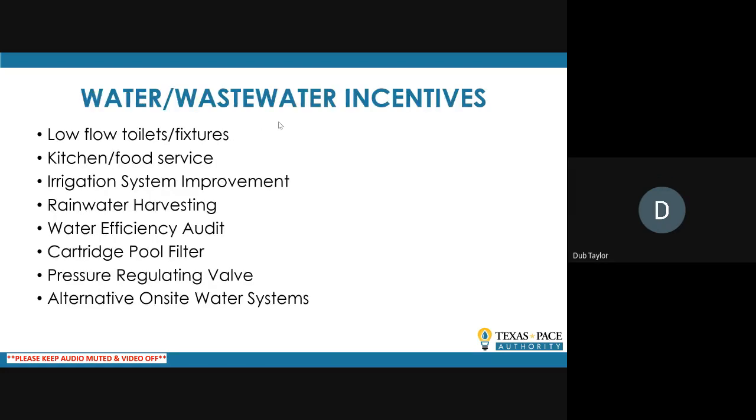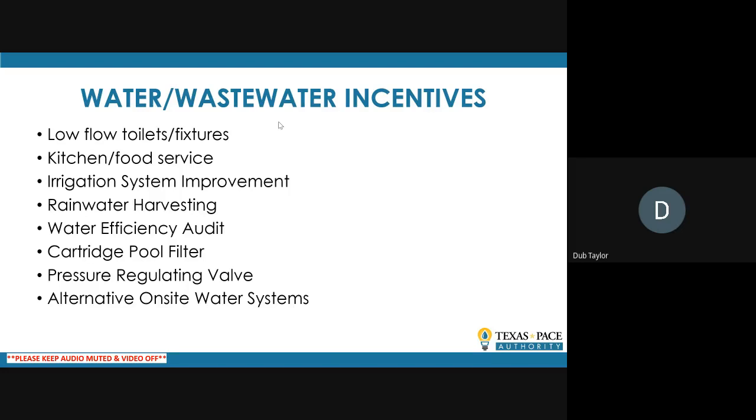With water and wastewater utilities, low flow toilets and fixtures are most common. In some cases, the water utility will pay for the entire cost or provide the china, so to speak, for low flow toilets. They may not pay for the installation, so that may be something that could be financed through a PACE project, but the cost could go way down by having the low flow toilet actually provided.